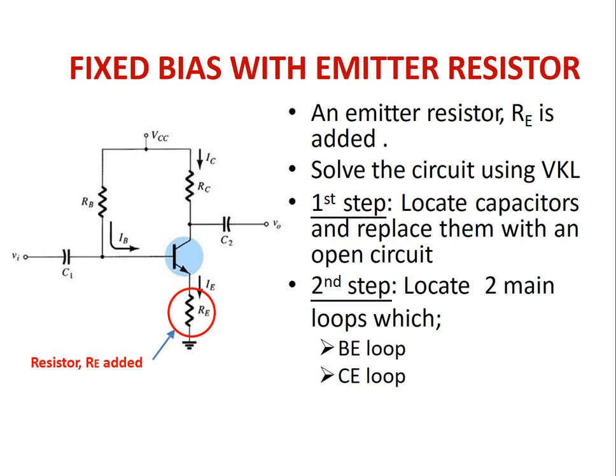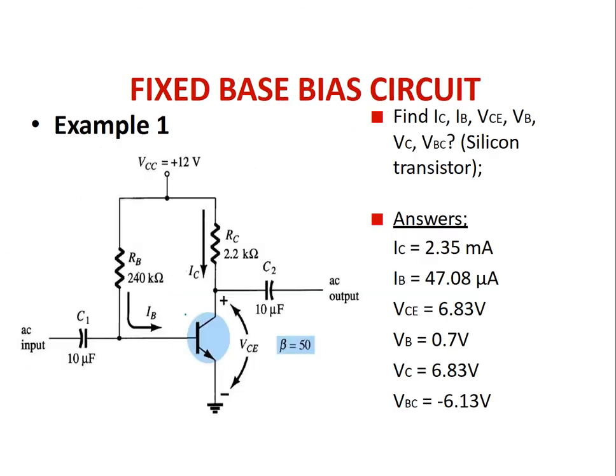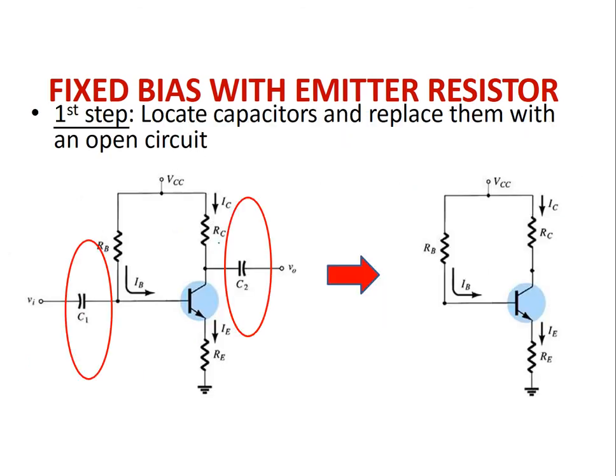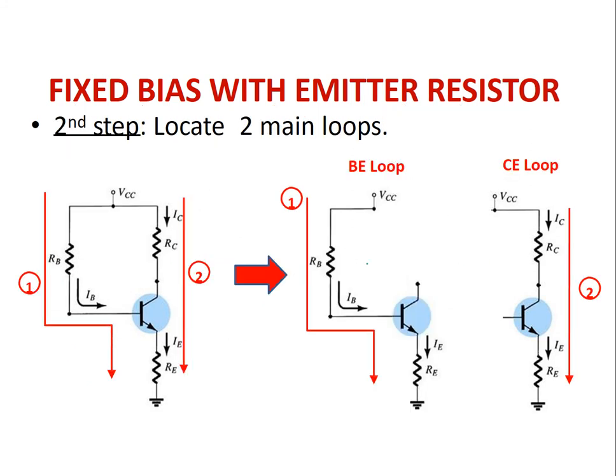There is another circuit. We have the fixed bias, and we have an emitter resistor here. The only difference is that earlier there was no emitter resistor, and now we are adding the emitter resistor. The procedure is the same. Locate the capacitors, remove them, and you will get a simple circuit like this. Just try to solve that. Now look at this first loop. If you remove the capacitors, the loop looks like this.